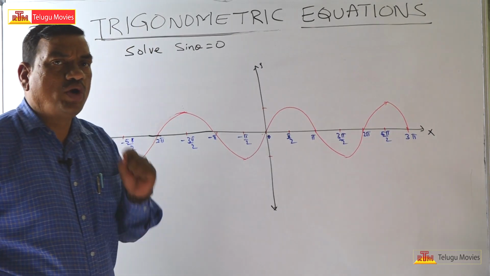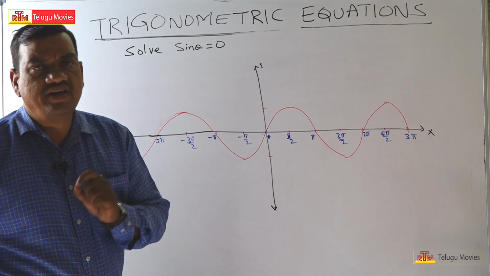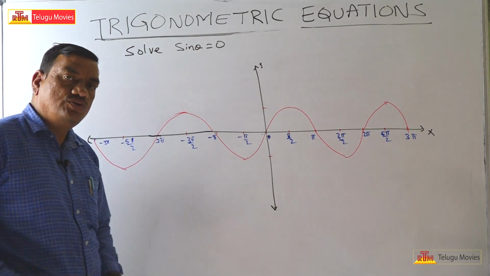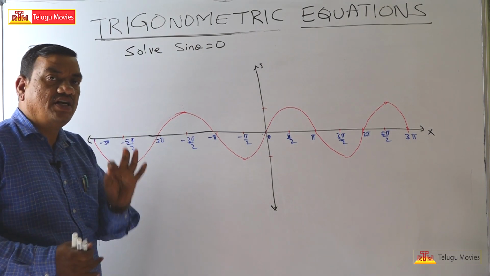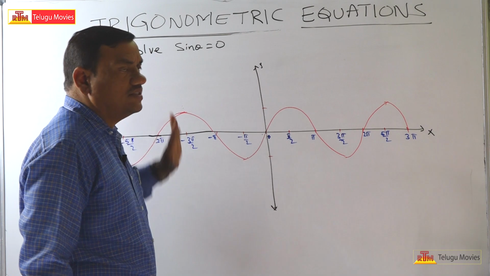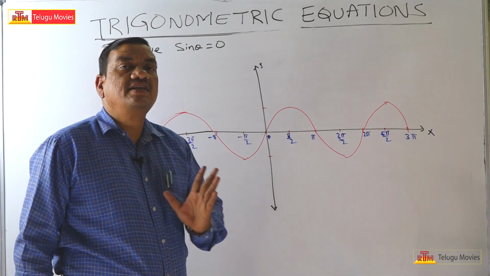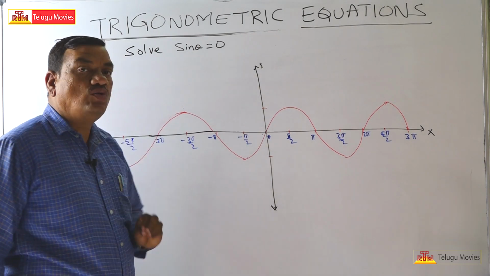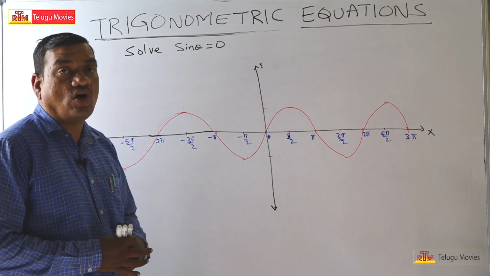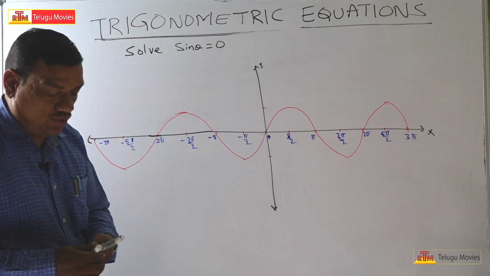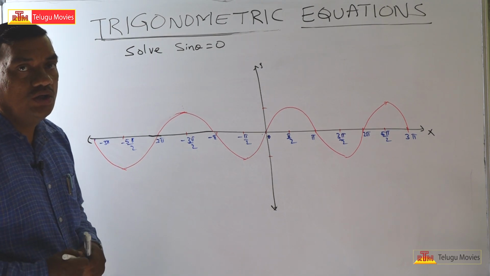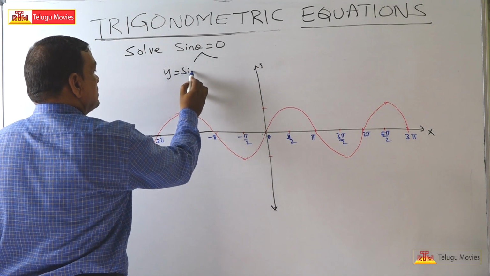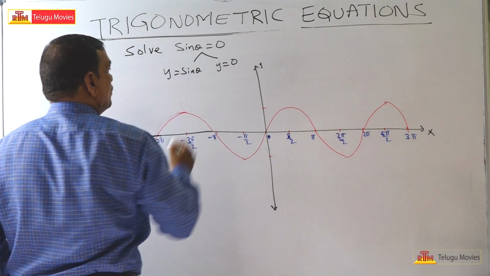I am going to solve a very simple equation, that is sin theta is equal to 0. What is the theta value so that sin theta is equal to 0? Our aim is to find the value of theta. See how I solve it. I am going to draw two graphs: one is y is equal to sin theta, and another is the line y is equal to 0.